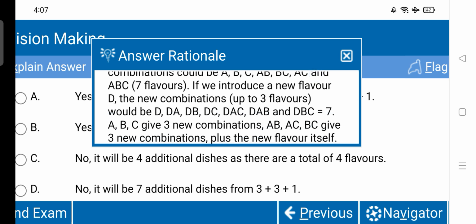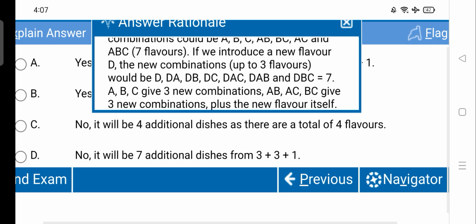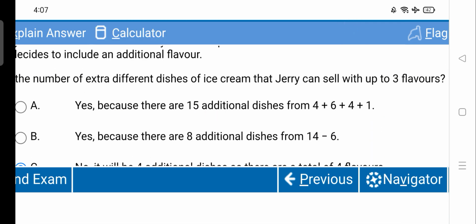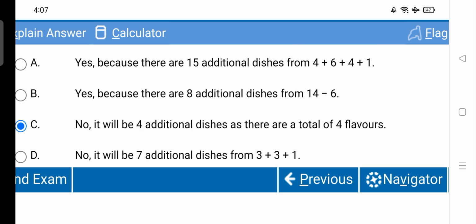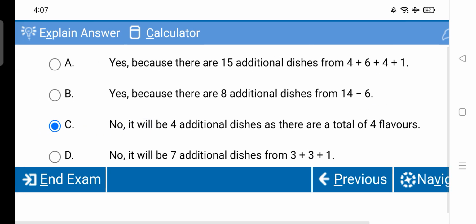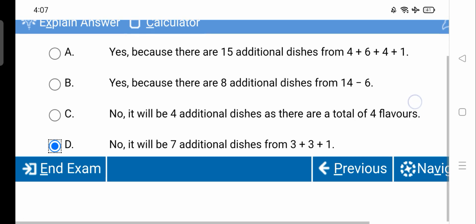DA, DB, DC, DAC, DAB and DBC, which equals 7. So ABC gives 3 new combinations. AB, AC, BC give 3 new combinations, plus the new flavor itself. So this is the whole reason because of which we can say that the correct option is option D: no, it will be 7 additional dishes from 3 plus 3 plus 1.